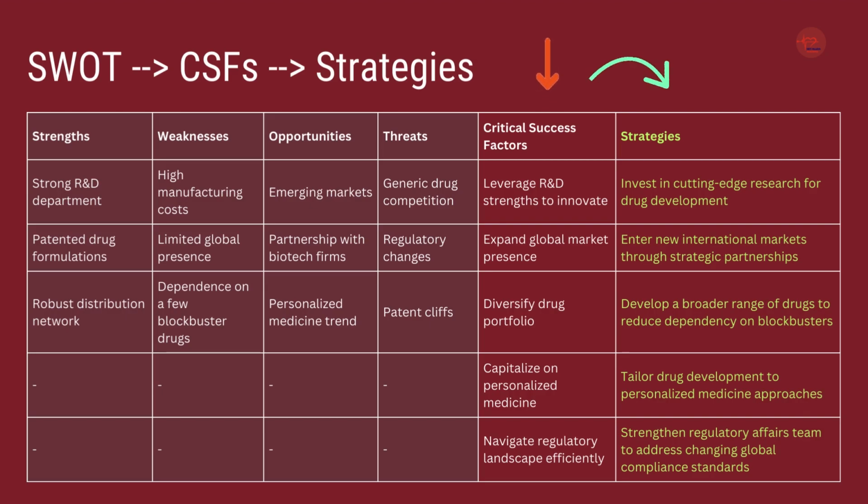We can generate a critical success factor here, like expanding the global market presence. So if the company has identified from the SWOT analysis that the global market presence is limited, this is very important to expand. How can we generate a strategy from this? The strategy would be entering new international markets through strategic partnerships with other biotech companies, for example, and so on.